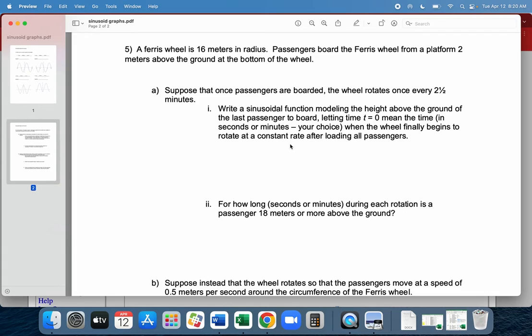Pi over 5. And I use t as my variable, that way it looks like time instead of the angle. This way I can put in how much time has gone by, and I can see what my height is relative to the ground.